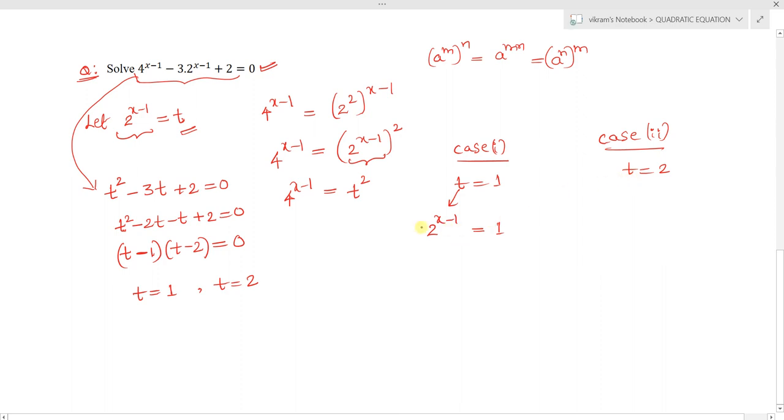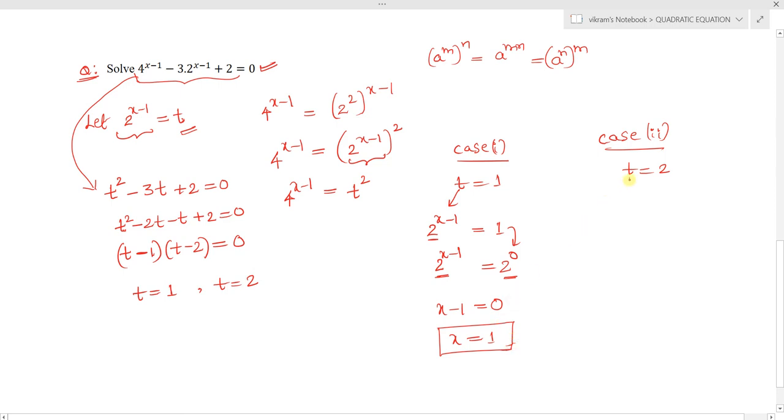And how to solve this one? To solve this we need to equate the bases of the equality. If the LHS base and RHS base are equal, then the powers must be equal. So now we can write 1 in powers of 2 as 2^0. Now the bases are equal, so x − 1 = 0, and from this we can write x = 1. This is from case 1.